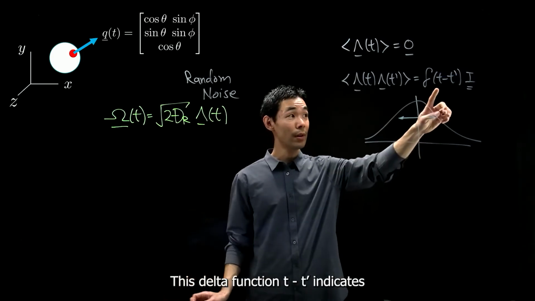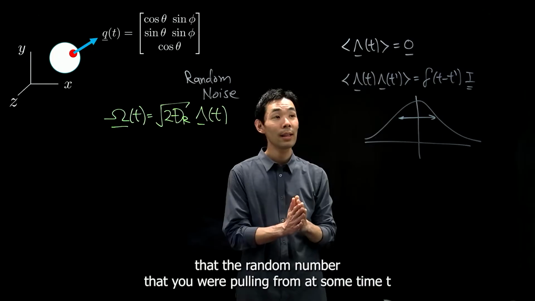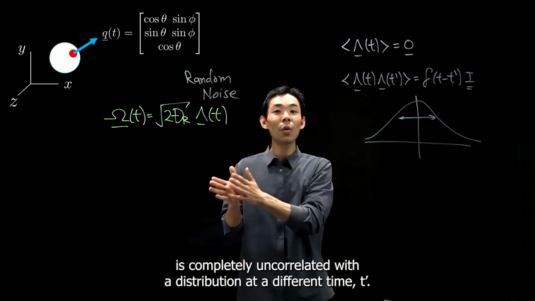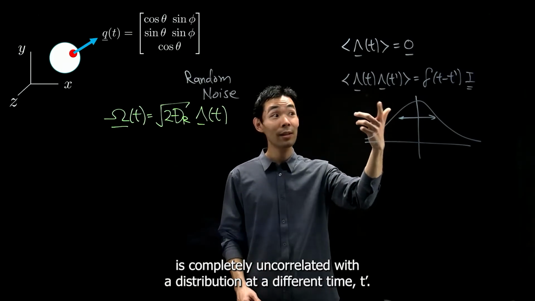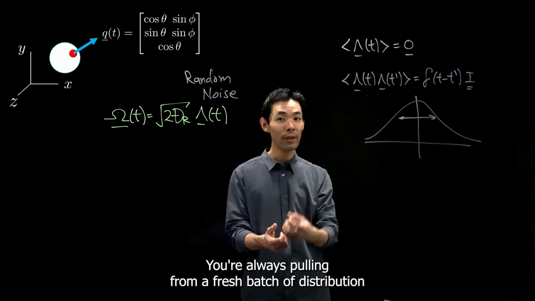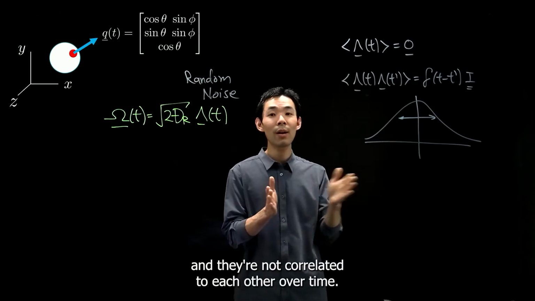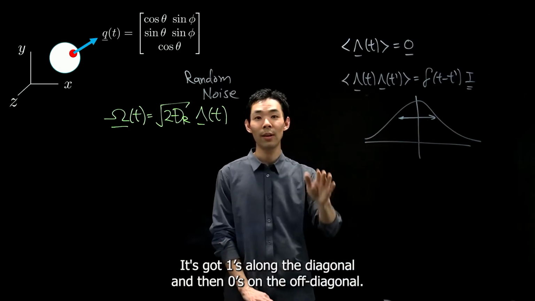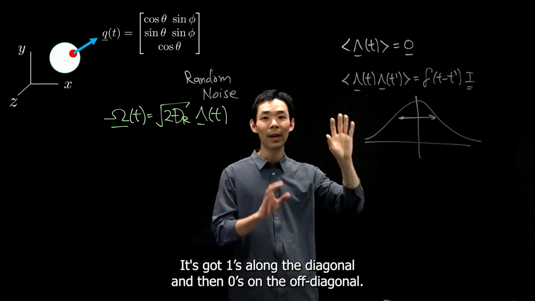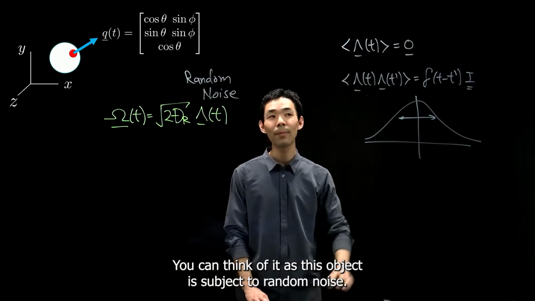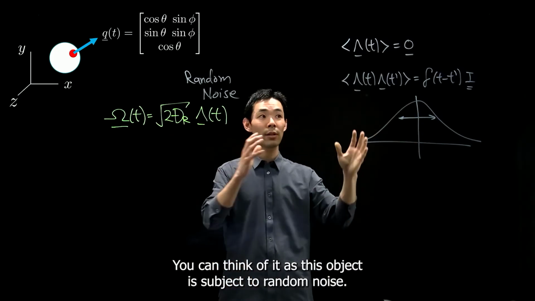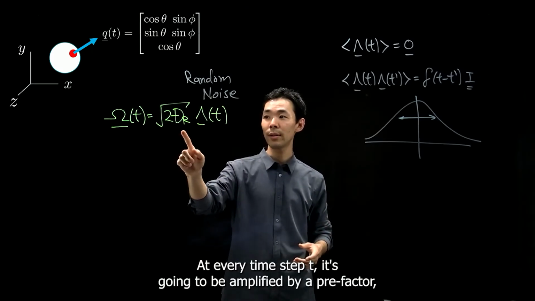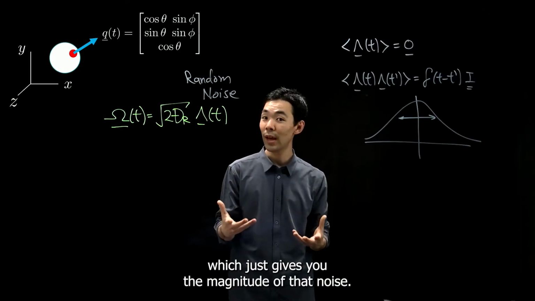So this delta function, t minus t prime, indicates that the random numbers that you are pulling at some time t are completely uncorrelated with the distribution at a different time t prime. Okay, so you're always pulling from a fresh batch of the distribution, and they're not related to each other over time. And finally, you have this identity matrix, which you already know about. It's just ones along the diagonal and zeros on the off-diagonal. Now, you can think of it as this object being subject to this random noise at every time step t. It's going to be amplified by a prefactor, which just gives you the magnitude of that noise.